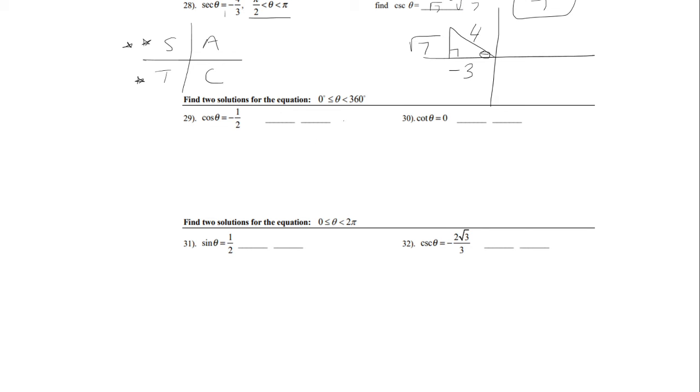Let's go to 29. We want to be between 0 and 360 degrees, wherein is cosine equal to negative 1/2. Clearly, cosine is negative in the second and third quadrant. So that's going to be at these two angles, and that's going to be 2 pi over 3 and 4 pi over 3, which if we convert this into degrees, that's 120, and this is 240.